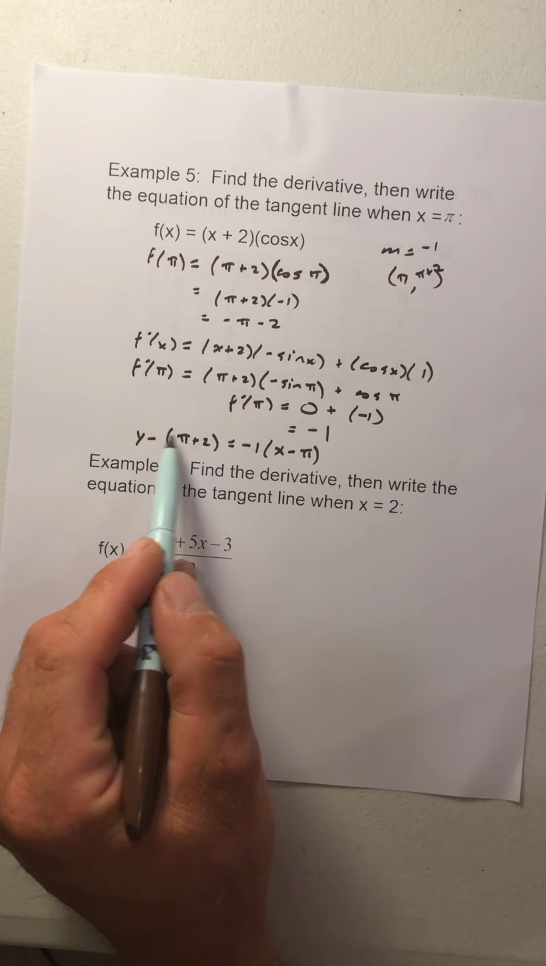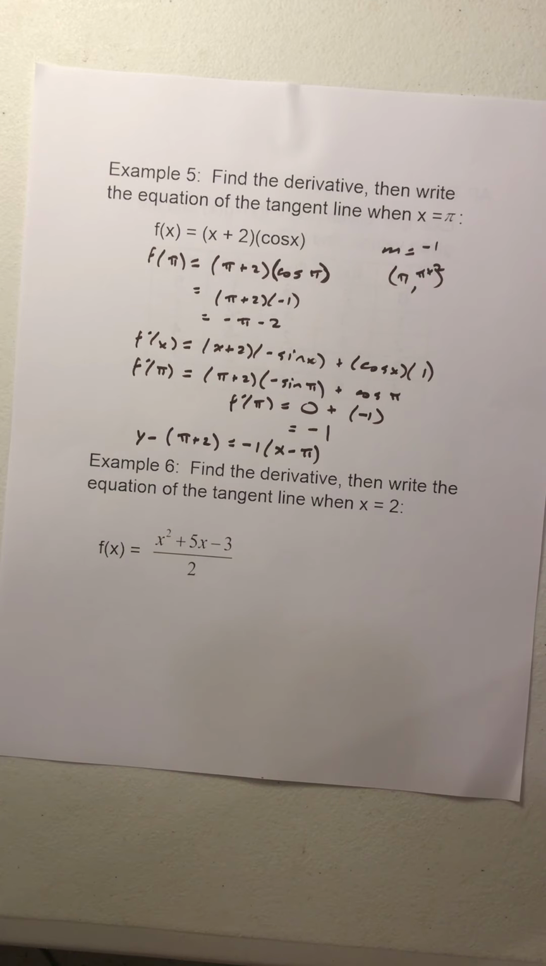To simplify this, we could multiply the negative through. Just kind of a lot of different things that we could do with this in order to be able to get to an answer. But I'm going to go ahead and leave it like that because I can.